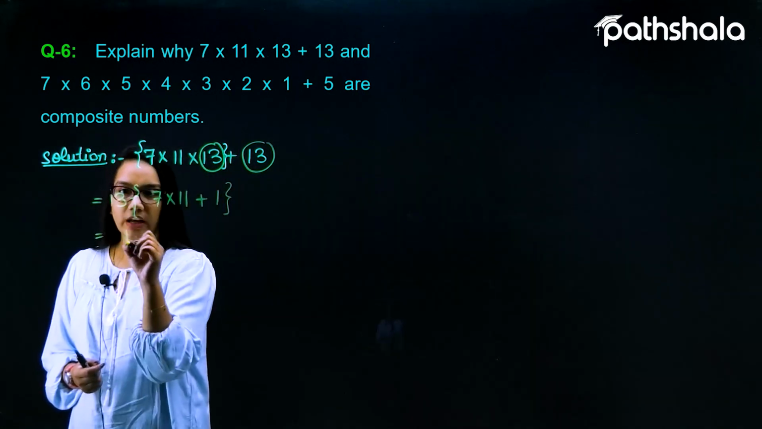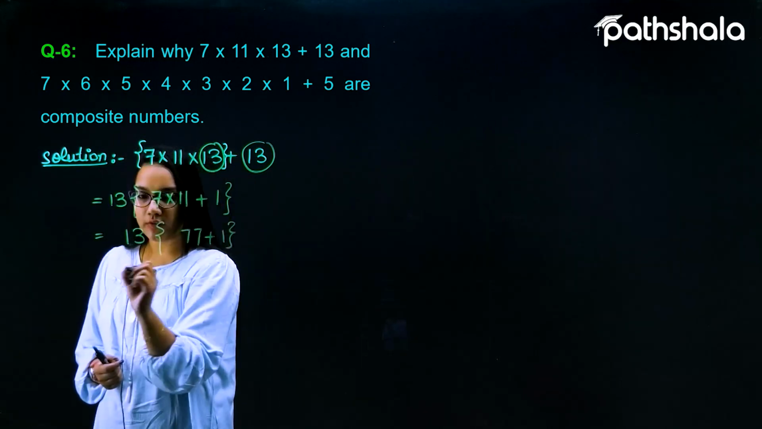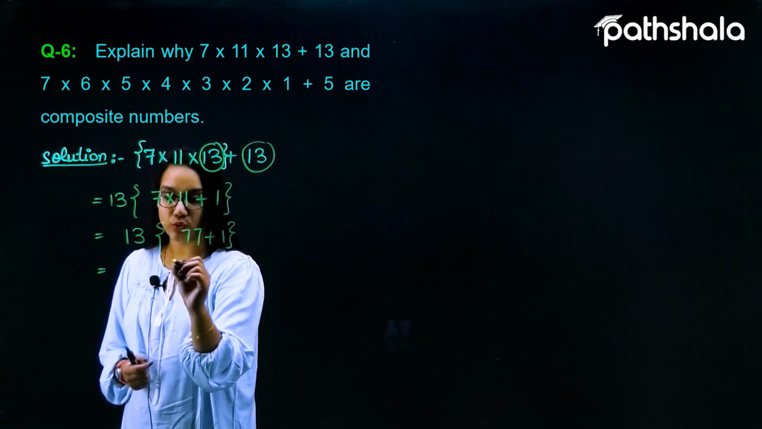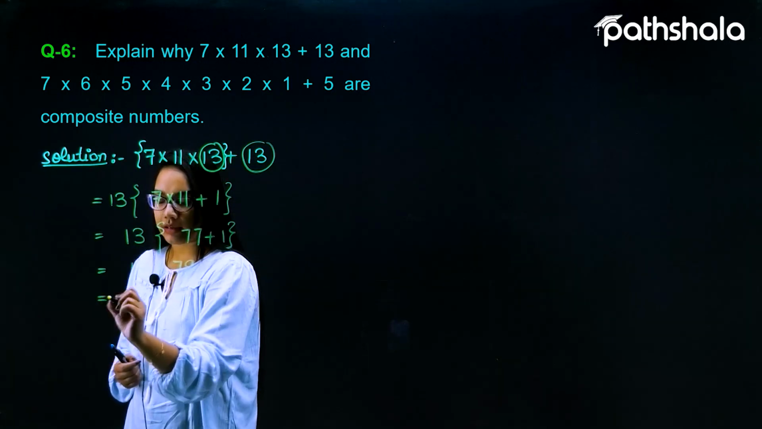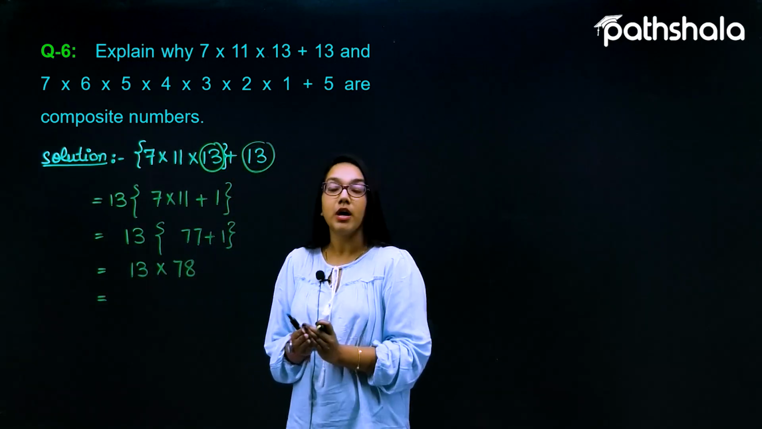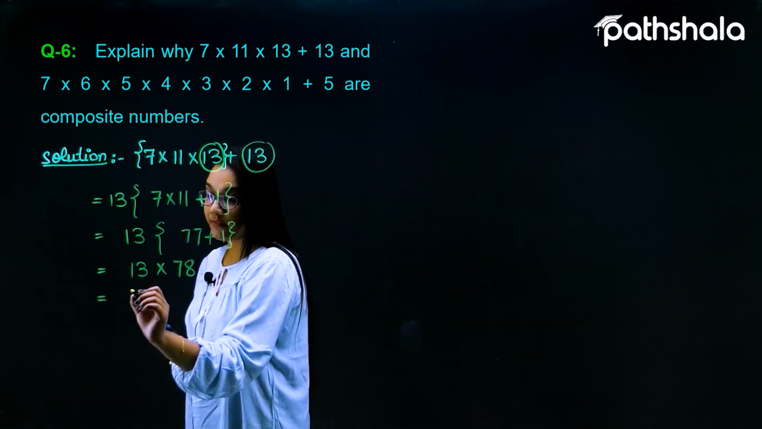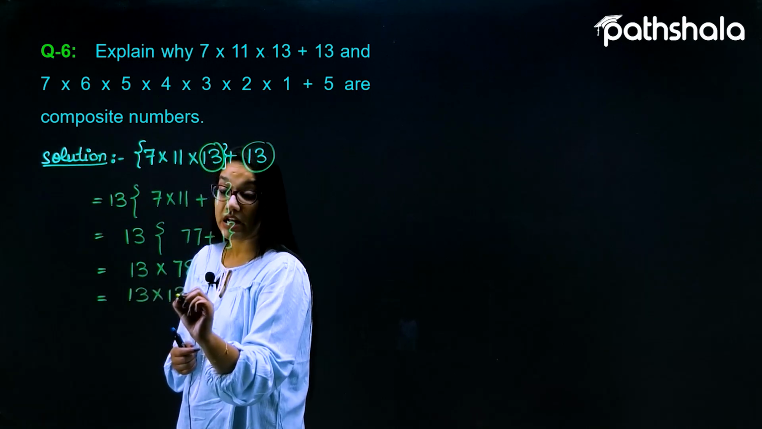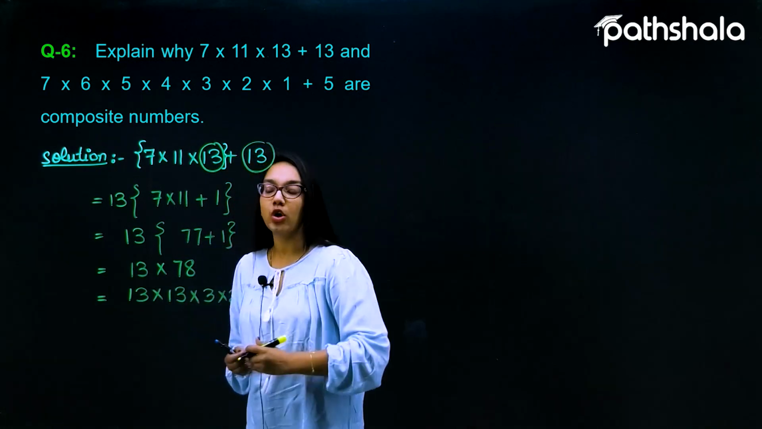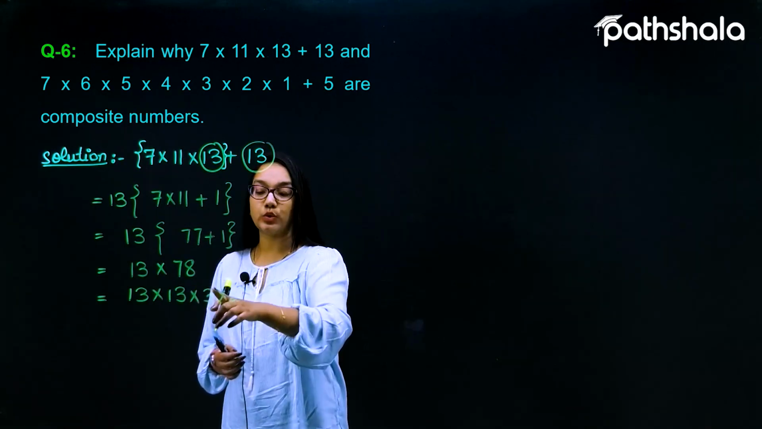Let us solve it. It will be 13 into, 7 into 11 is 77, plus 1. Further solving, it will be 13 into, 77 plus 1, which is 78. So this is 13 into 78. Let us further factorize 78, because we know that 13 is a prime number, so the only factors of 13 are 1 and itself. When we factorize 78, we get 13 into 3 into 2, because 13 into 6 is 78. So the factors of 78 are 13 into 3 into 2.